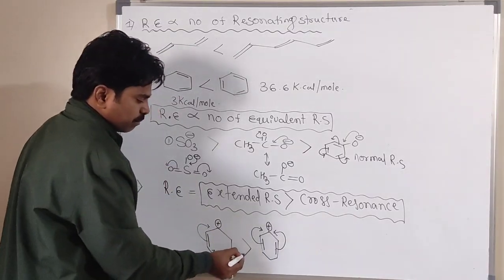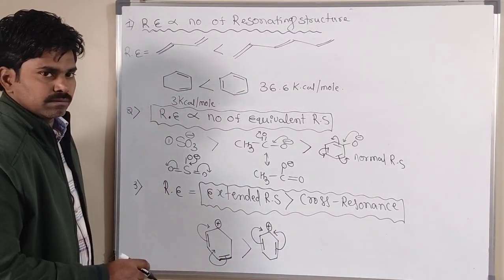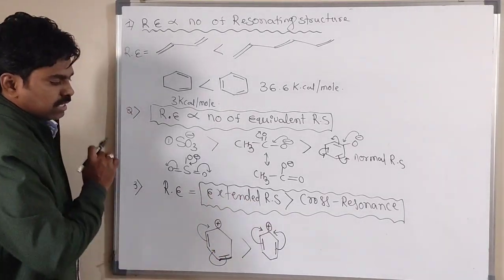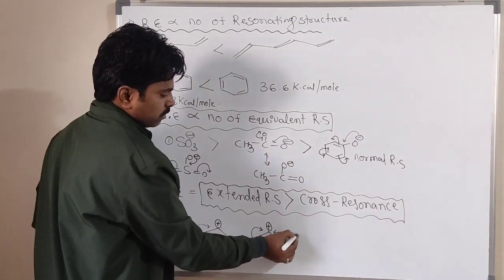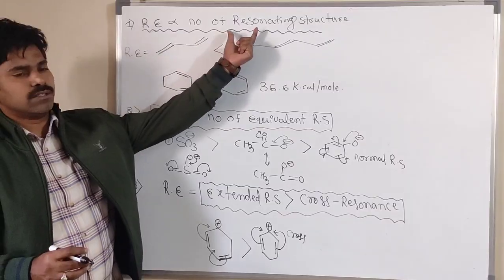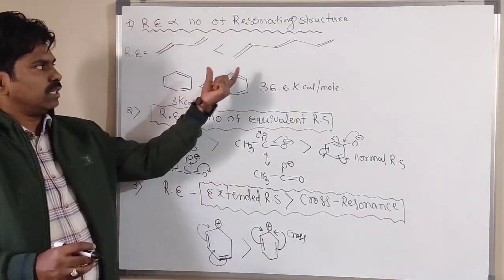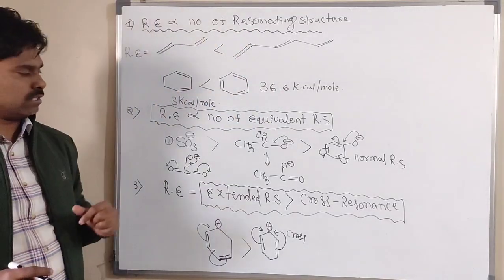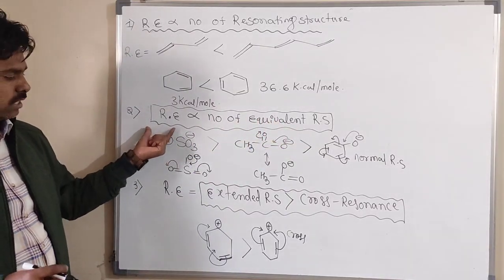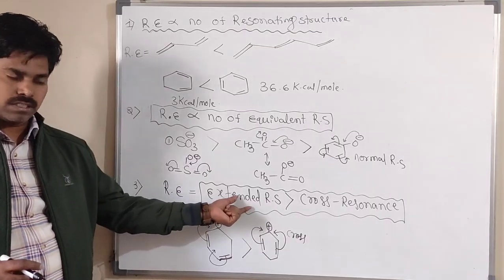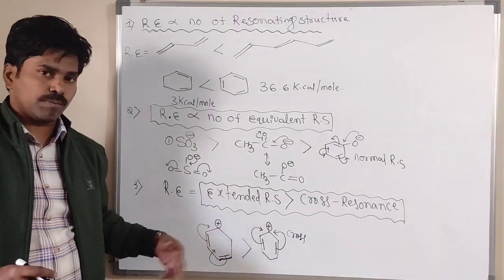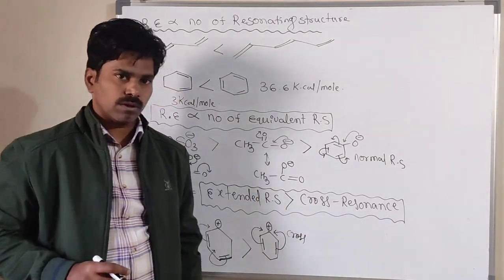So the pi bonds are the same. If the pi bonds are the same, extended resonance has more resonance energy than the cross. This one is the cross resonance. Understood? So first, as the number of resonating structures increases, the resonance energy automatically increases. As equivalent resonating structures increase, resonance energy increases. As extended resonance increases, resonance energy increases. Extended resonance has more priority than cross resonance. Okay, right.